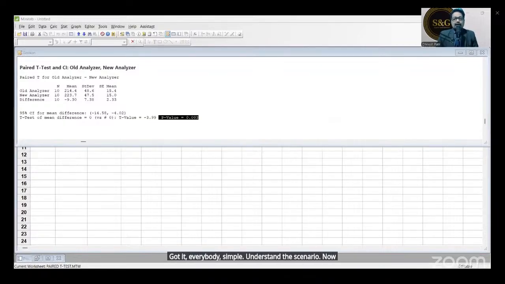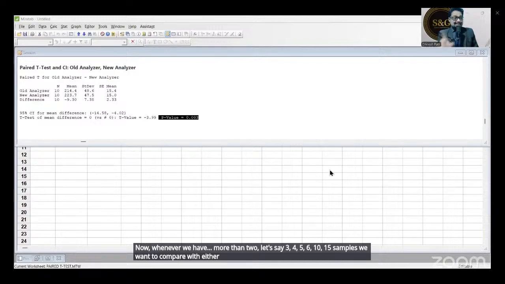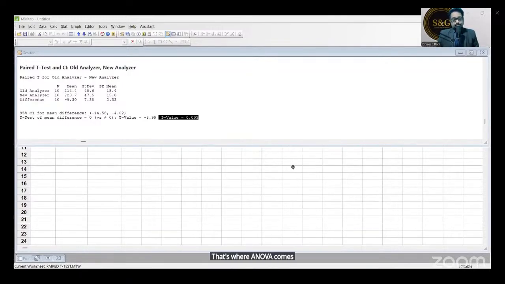Now, when we have more than two samples, like 3, 4, 5, 6, 7, then we go for something called ANOVA. So I'm just sharing a file of ANOVA. Whenever we have more than two, let's say 3, 4, 5, 6, 10, 15 samples we want to compare with the means, I'm talking about only means, the averages, that's where ANOVA comes into the picture.